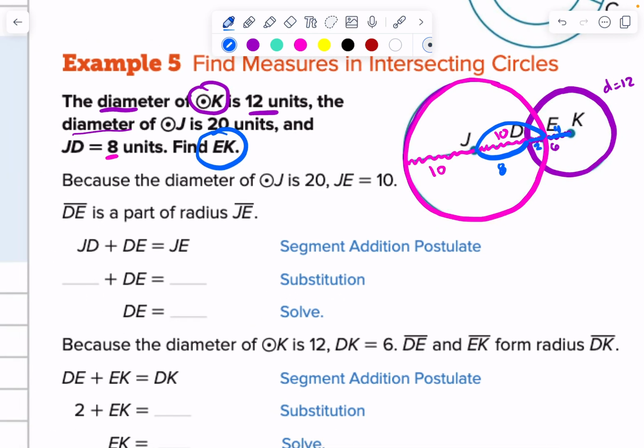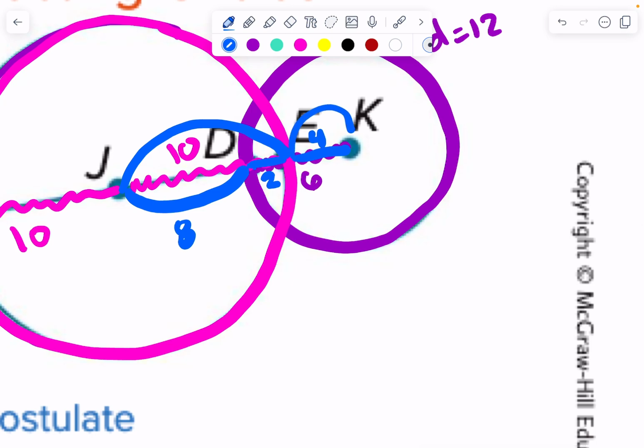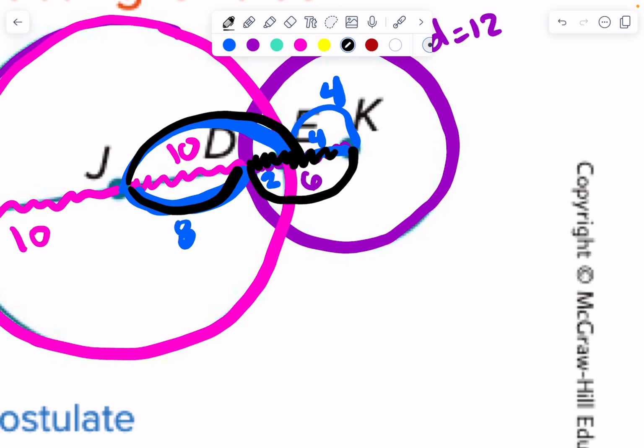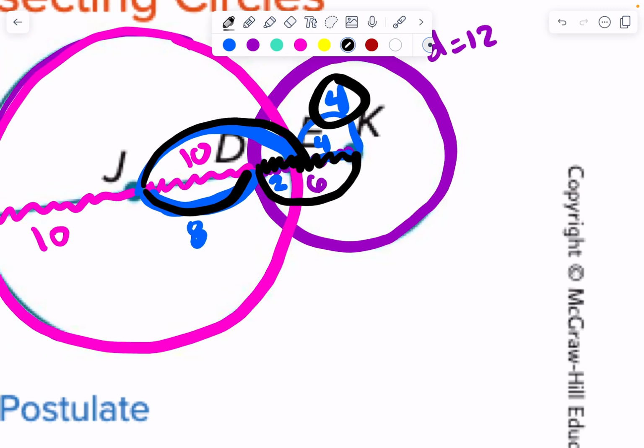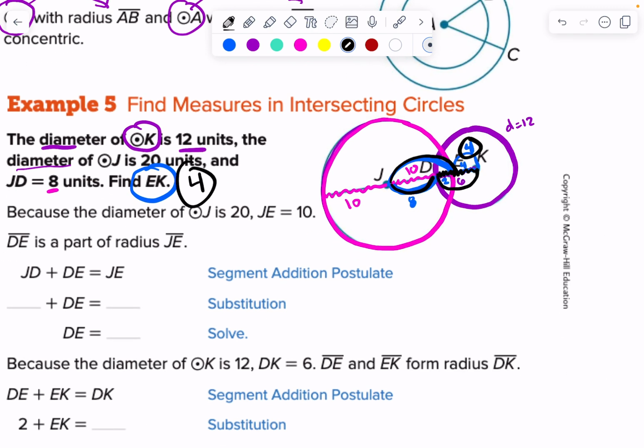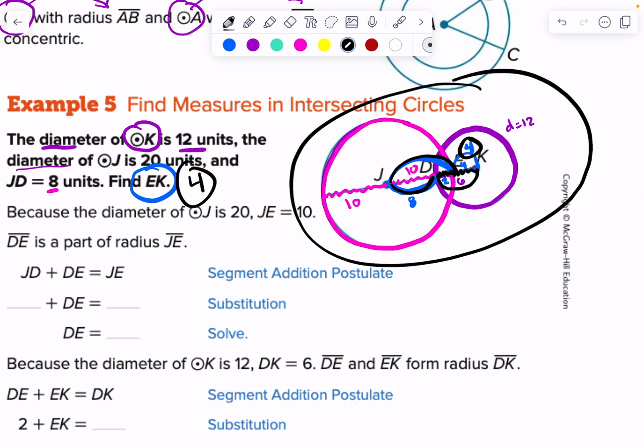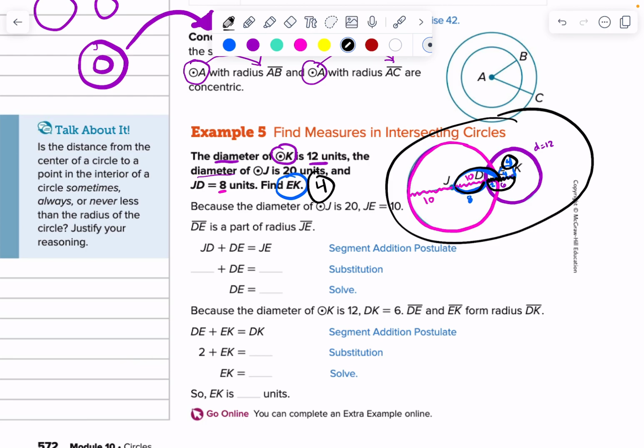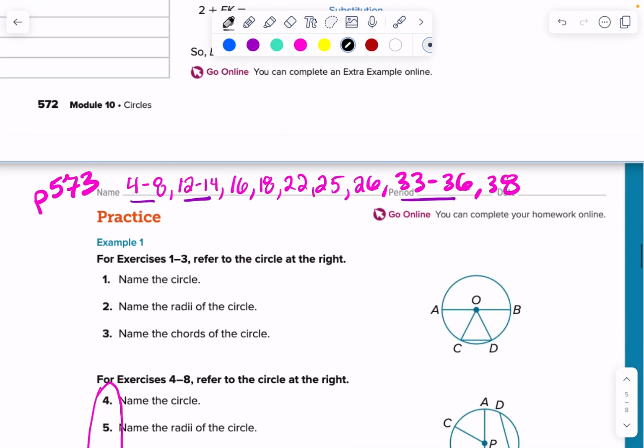They want us to find EK, which we just did. The distance from E to K is 4. Again, here to here is 10. This bit was 8 that they told us. That means this part must be 2. But we know this whole bit is 6, so that means this part has to be 4. So EK is 4 units. Not terribly hard, but just map it out and write on the diagram. Write out your distances and your lengths on the diagram. All right, not too terribly hard.